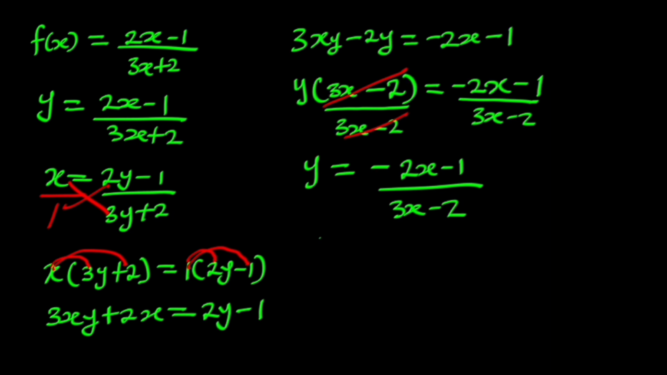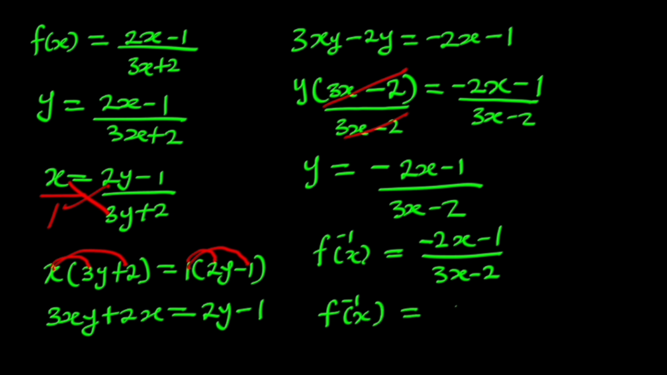Then, we replace y with f inverse of x. So that our answer will be f inverse of x equals minus 2x minus 1 over 3x minus 2. Which can also be written as inverse of f of x equals minus 2x plus 1 over 3x minus 2.